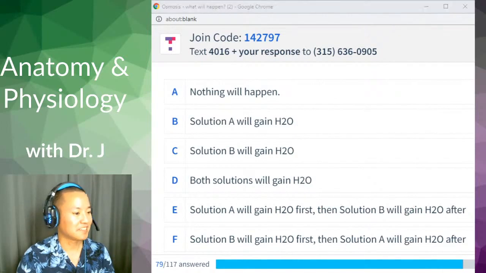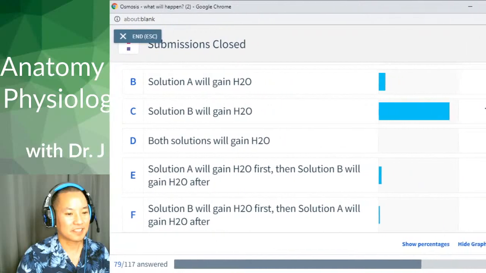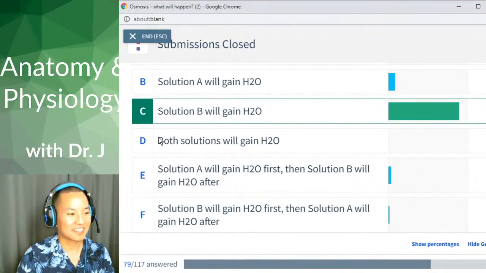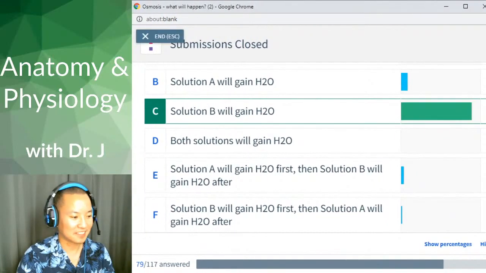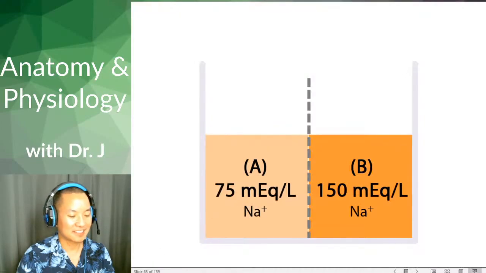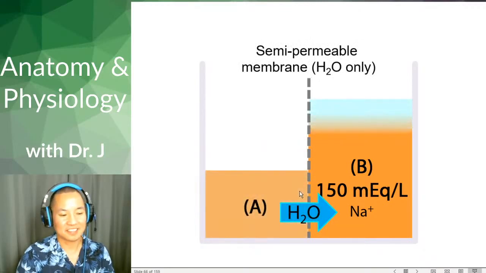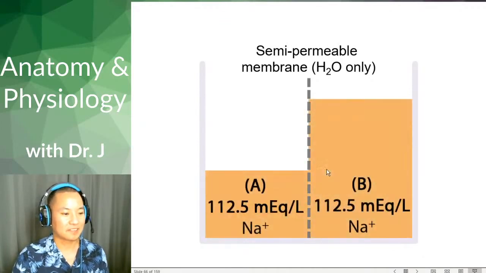Okay, let's see what people said. So the majority of you said that solution B will gain water, and the majority of you are correct. It is the same thing. Which side had more, solution A or solution B? What we saw is that solution B had a higher concentration of sodium ions. So it's going to go from this side to this side. All those sodium ions are attracting water, so it's going to pull it out. Which side has a higher concentration? That's the side that draws in more water.